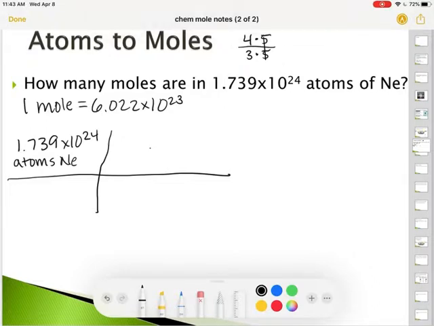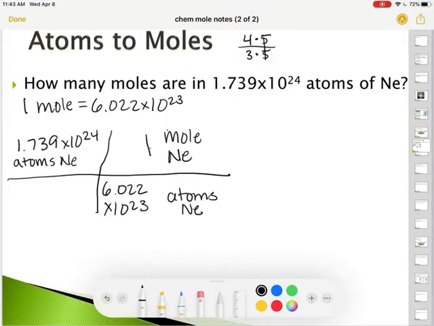Okay. So now we're going to get rid of atoms. So the term atoms of neon needs to go in the bottom. And we want to get moles. So mole of neon goes up here. In 1 mole of neon, there are 6.022 times 10 to the 23 atoms of neon.